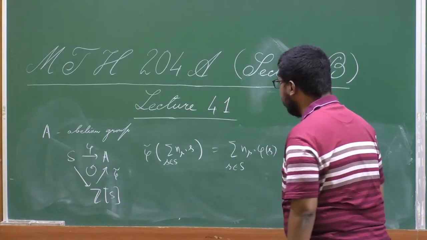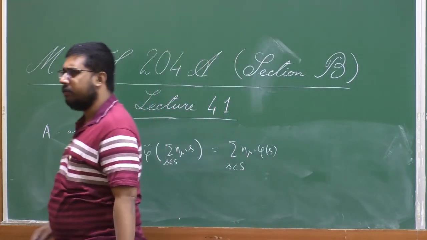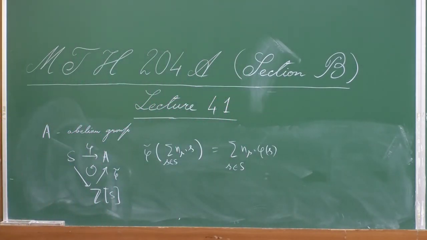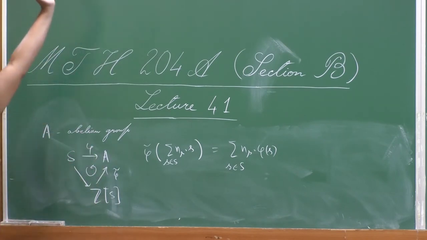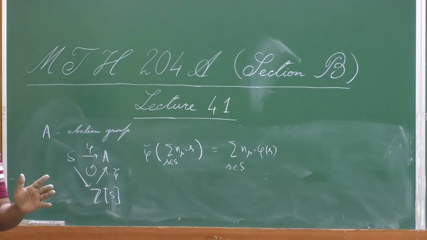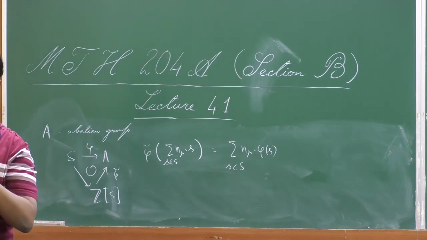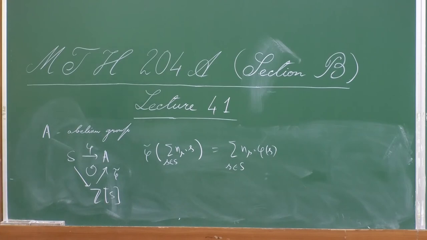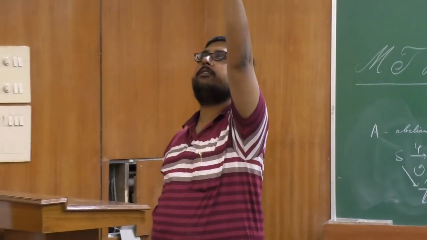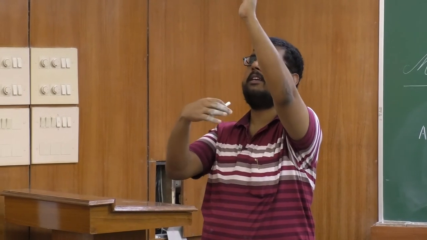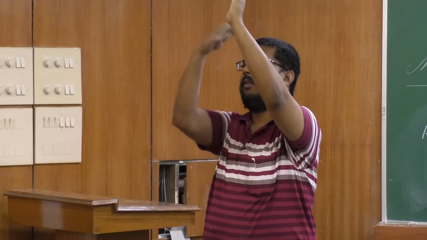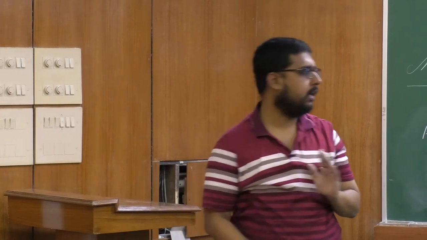So the upshot is this property, which we usually call the universal property, holds here as well. That is, given a set S and an abelian group A, whenever we have a map from S to A, that map extends to a group homomorphism from the free abelian group with basis S to A. Okay.